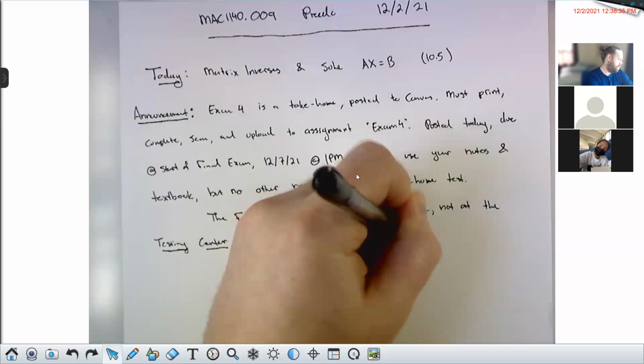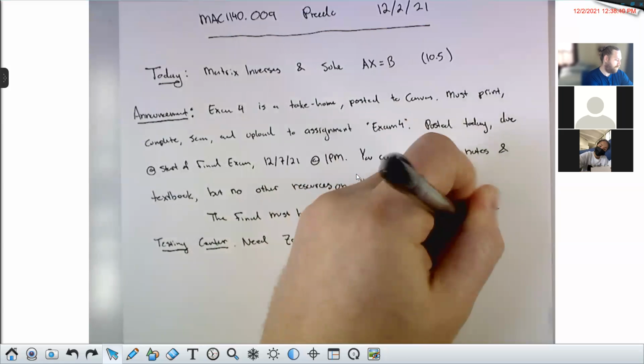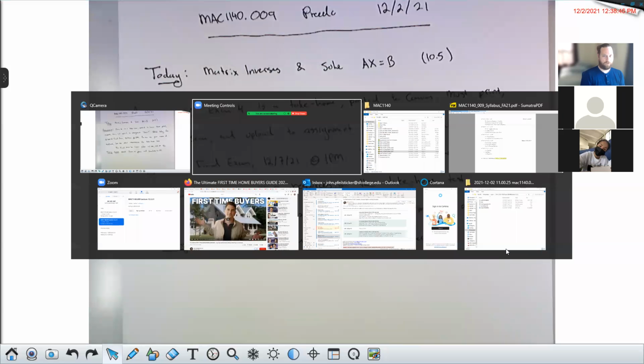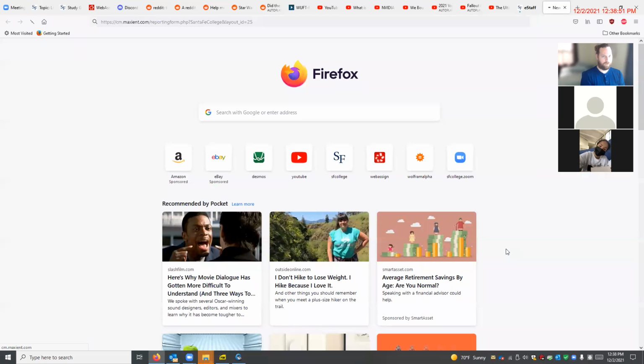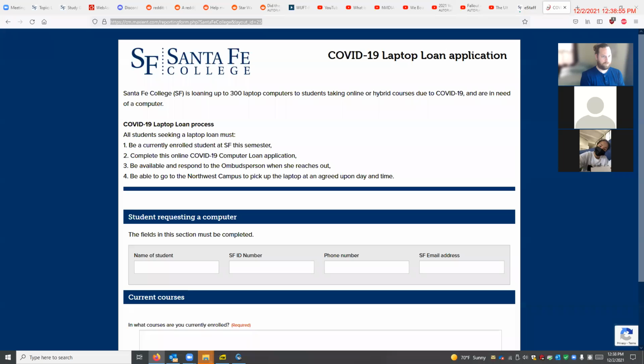And Honorlock on your PC, laptop, whatever. If you don't have a laptop that can run Honorlock, the college has the laptop loan program here. I'm pasting that in the chat.